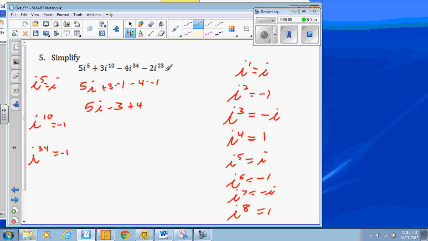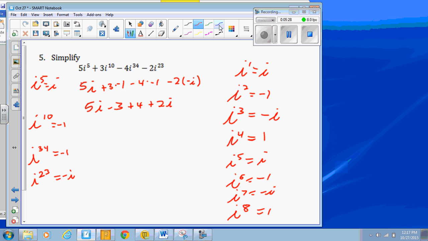And then the last problem, I'm going to look at the last part of the problem. I put i to the 23rd. 23, if I use multiples of 4, that's going to go up to 20, and then 24 is too big. So from 20 to 23 is 3, so this is going to be negative i. So that's going to be minus 2 times negative i. Negative times negative is positive, plus 2i.